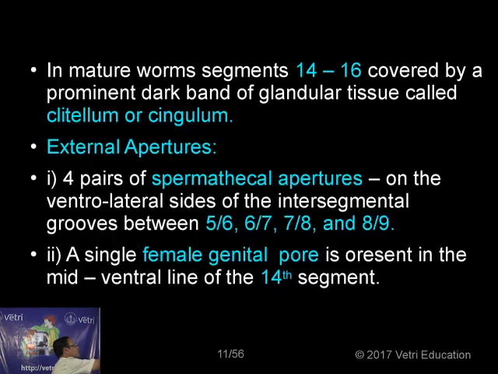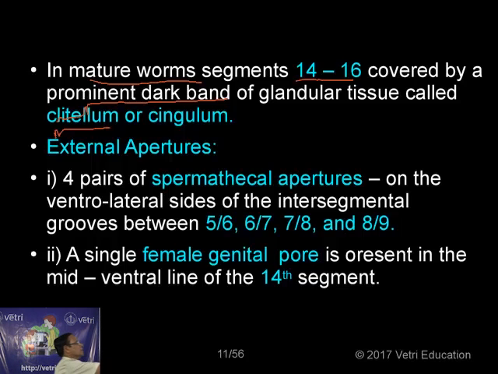So in mature worms you see that one, not in young worms. Segments 14 to 16 are covered by a glandular thickening in the form of a dark band, formed of glandular tissue. That is called the clitellum or cingulum, a dark band of glandular tissue in the form of a girdle. Remember that one, the number of segments.